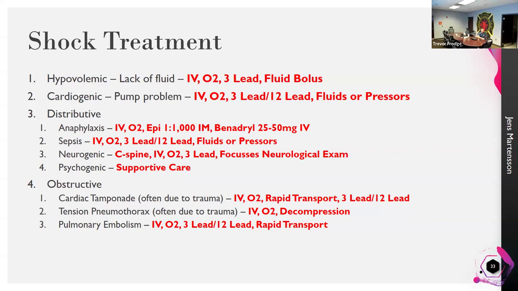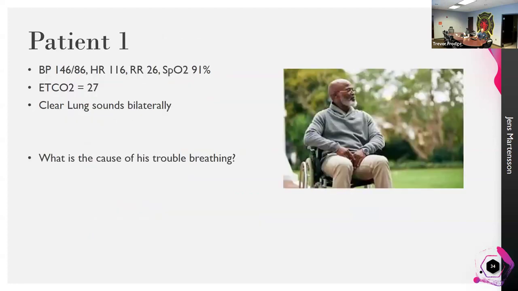And cardiac tamponade, IV, O2, rapid transport, 3 lead, 12 lead, because the only thing that fixes that is pericardiocentesis. Tension pneumothorax, IV, O2 and decompression. And then a pulmonary embolism, IV, O2, 3 lead, 12 lead, rapid transport. So back to our guy, right? So he's capno at 27, he's still sat at 91, clear lung sounds. What's the cause?